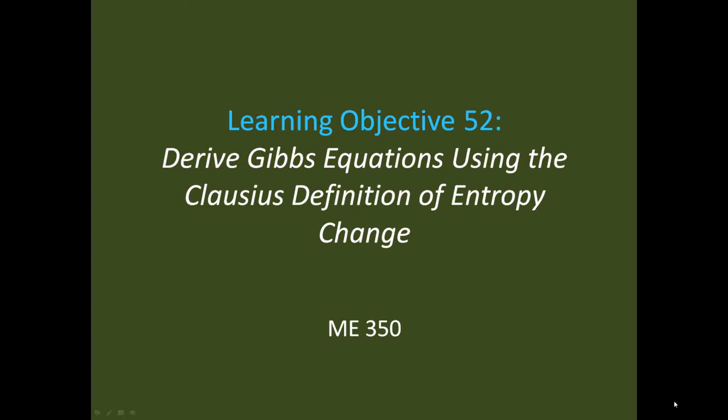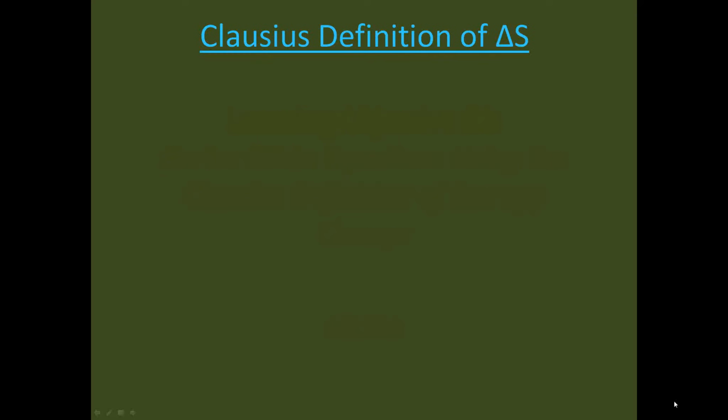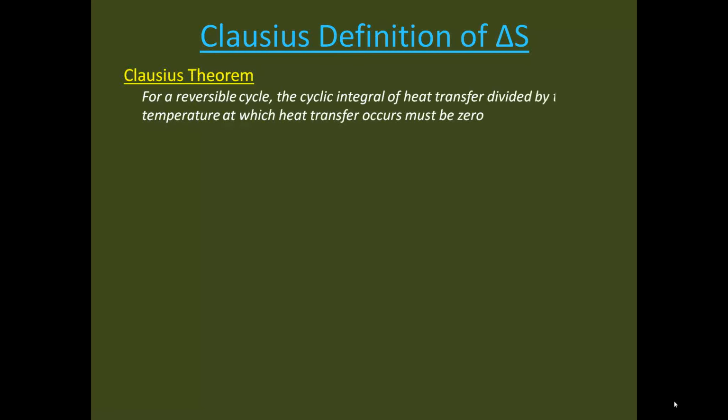In this video, we will derive Gibbs' equation using the Clausius definition of entropy change. So the Clausius definition, created by Rudolf Clausius, is based on his theorem which says for a reversible cycle, the cyclic integral of heat transfer divided by the temperature at which heat transfer occurs must be zero.